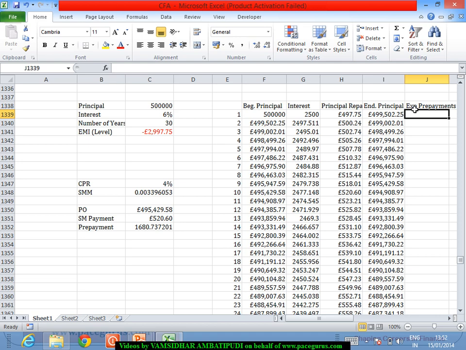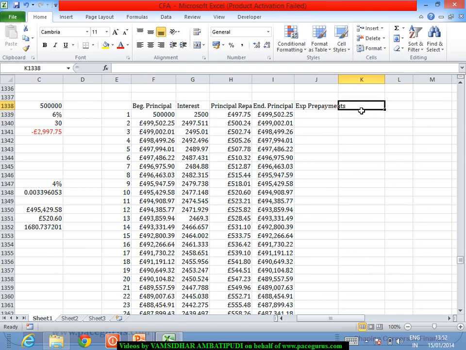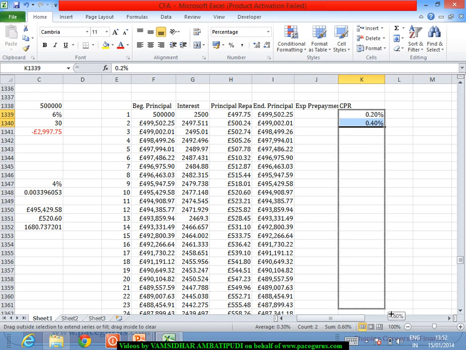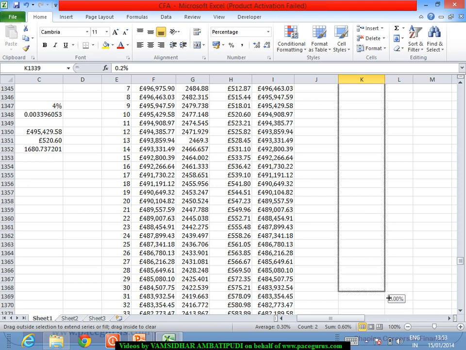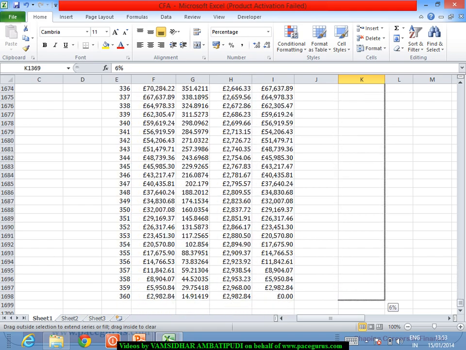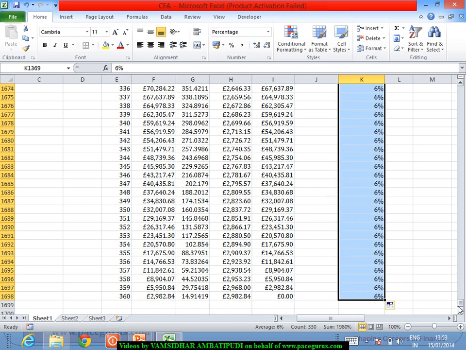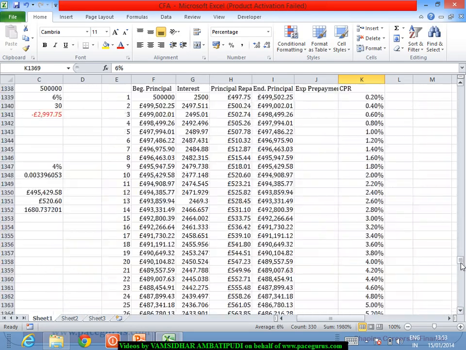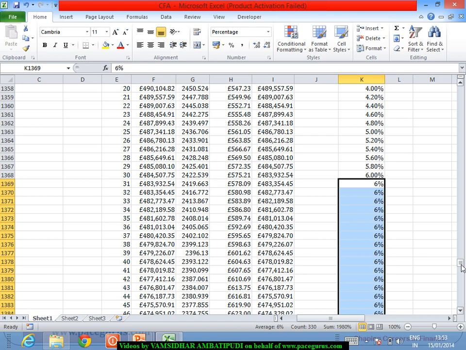Going with the 100 PSA mechanism, what I can think of is, okay, I'll take the CPRs based on the 100 PSA mechanism. I'll take it as 0.2%, 0.4%, and like this up to the 30th month, and after that I will take it as 6%. Until the last, up to the 360th month, I'll go ahead with 6%. These are my CPRs for this particular example.